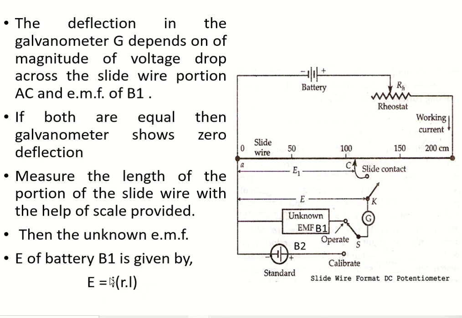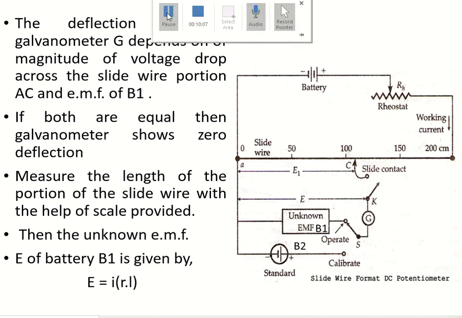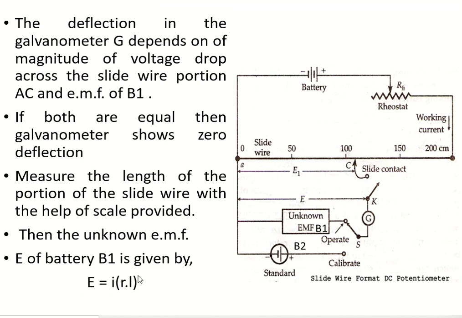That means E1 is the same as your E, then only the galvanometer shows zero deflection. So the EMF of battery B1, which is unknown, is given by E equal to I into R into L, which is the same as your E1. Okay, this is one method of finding the unknown battery EMF, that is, without using the standard cell.